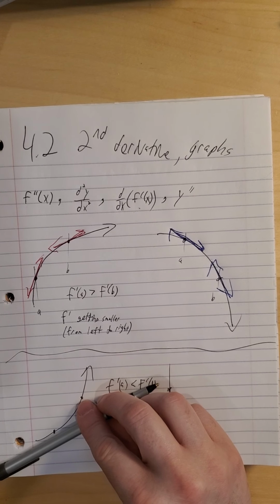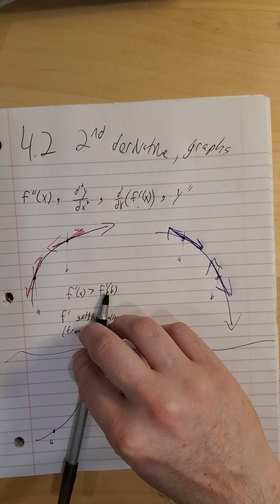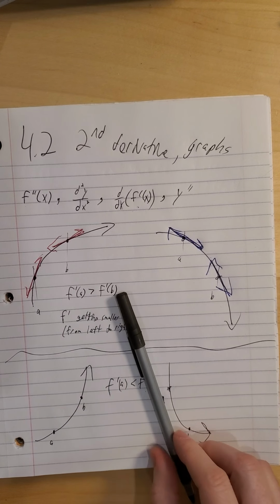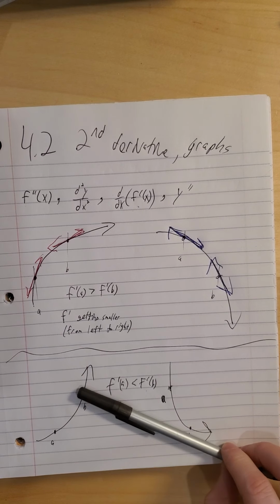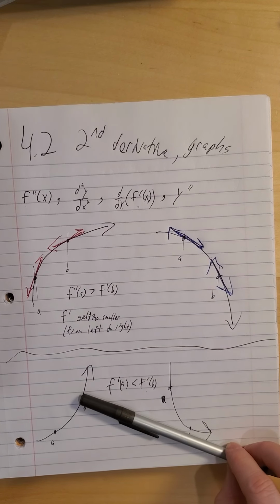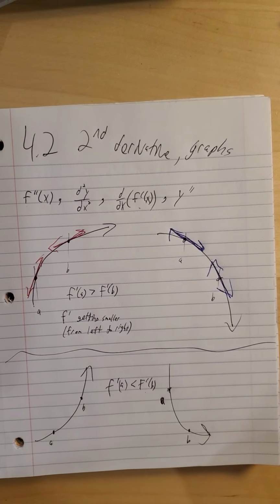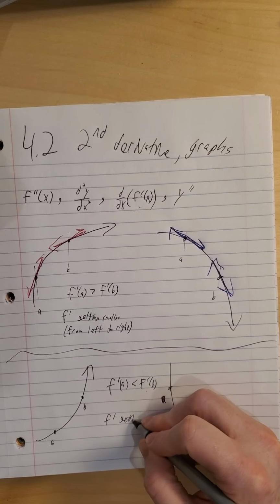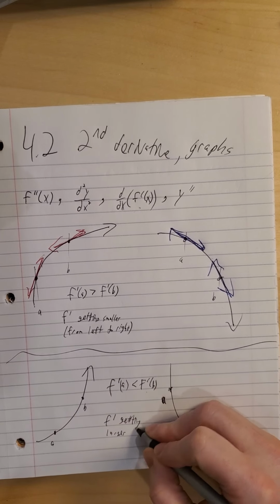So here's a positive slope, here's a steeper positive slope, so a bigger f prime at B. Very steep negative, more shallow negative, closer to zero, closer to the positives. F prime at B is still bigger, so f prime is getting larger from left to right.